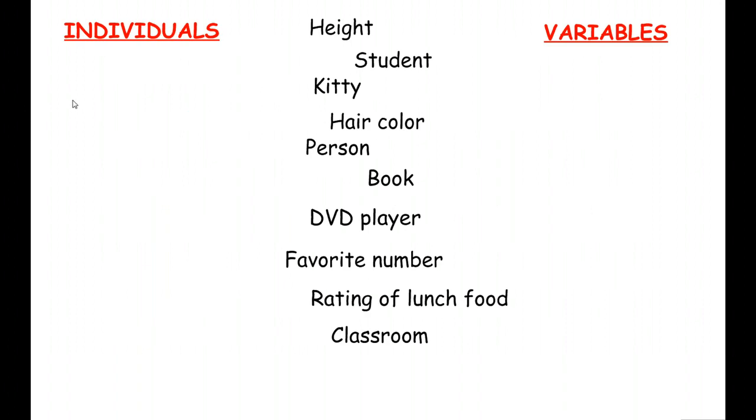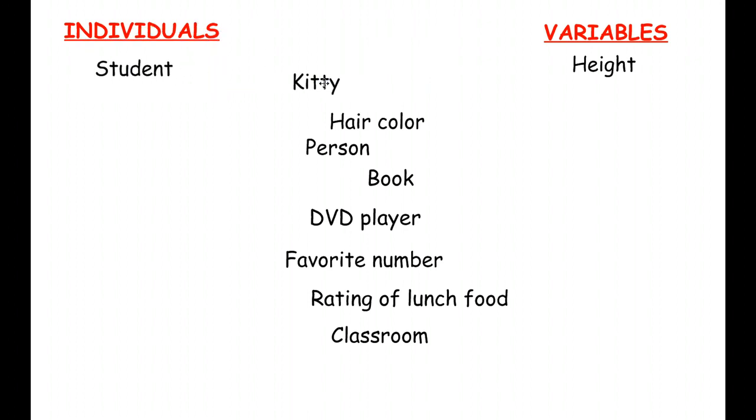So let's take a look here. Let's try to distinguish individuals from variables. The biggest thing we're looking for is noun versus adjective. If it describes something, it's probably a variable. If it is something, it's probably an individual. So height. Height is used to describe people. That's a variable. Student. A student is a person, a noun, so that'll be an individual. A kitty. Kitties could be under study. They would be an individual. Hair color. Hair color would describe the student or the kitty, so that's a variable.